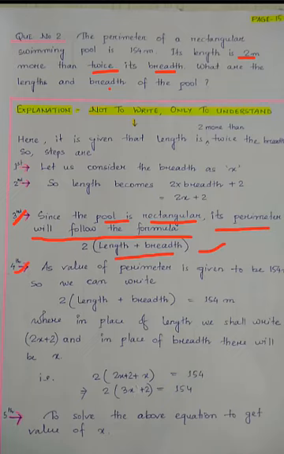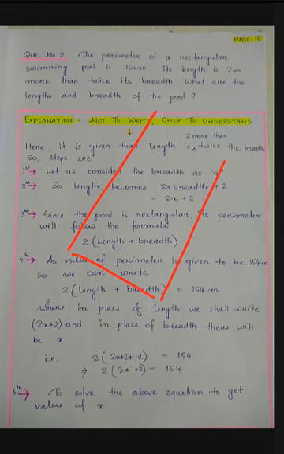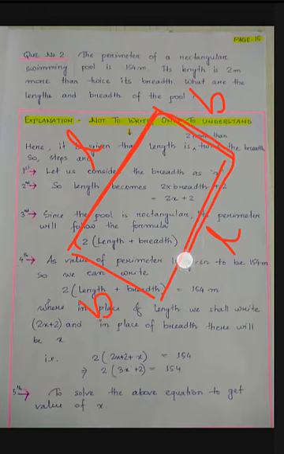Now looking at the fourth point, what do we get here? As the value of the perimeter is given in the first sentence of this question, we got that the perimeter of the rectangle is 154 meters. That means perimeter is actually what? Suppose this is the rectangle. This is length, this is breadth, again this is length, this is breadth. Perimeter is the total length of the sides of the rectangle.